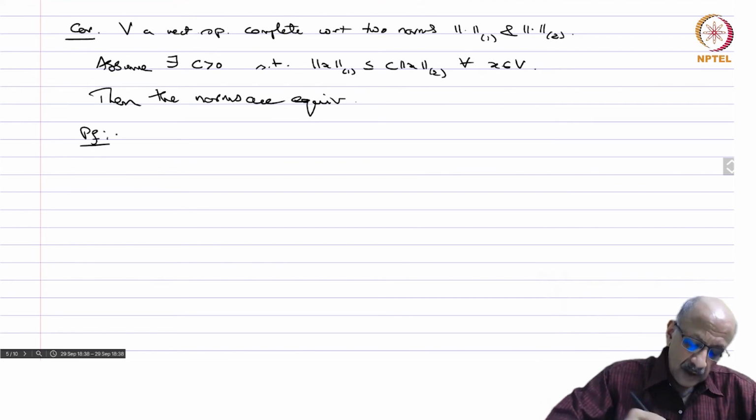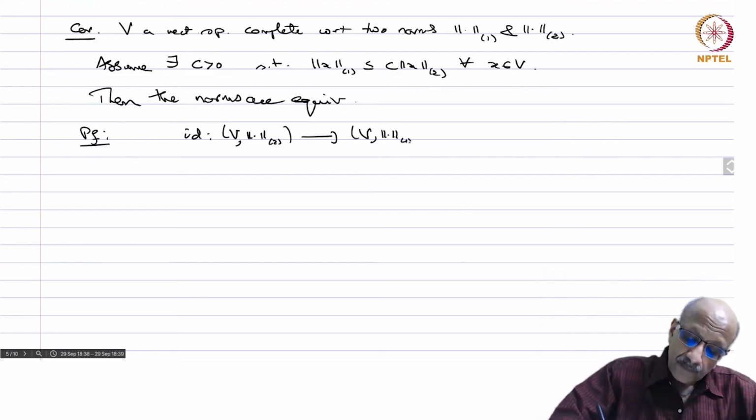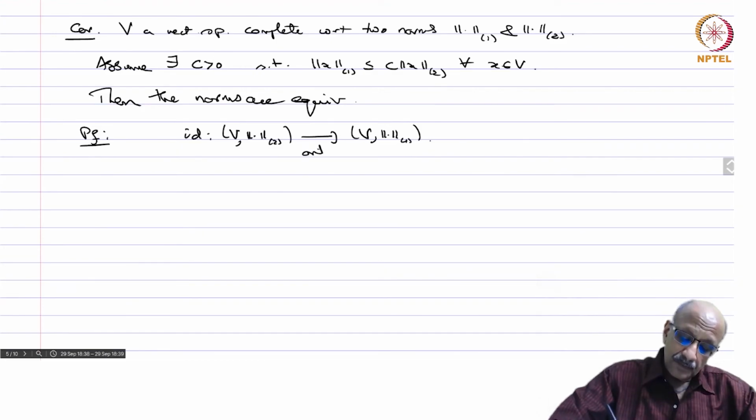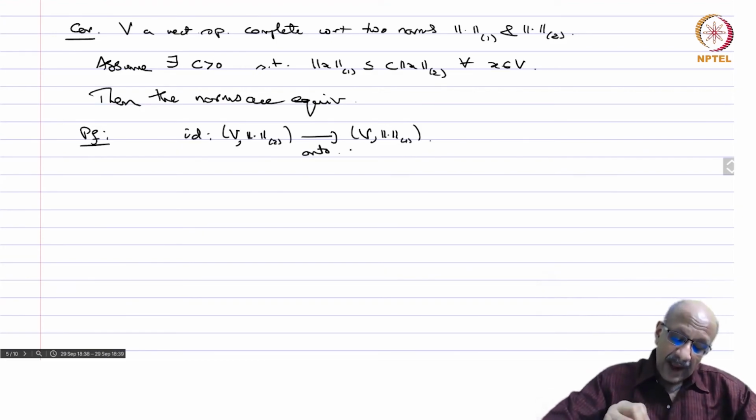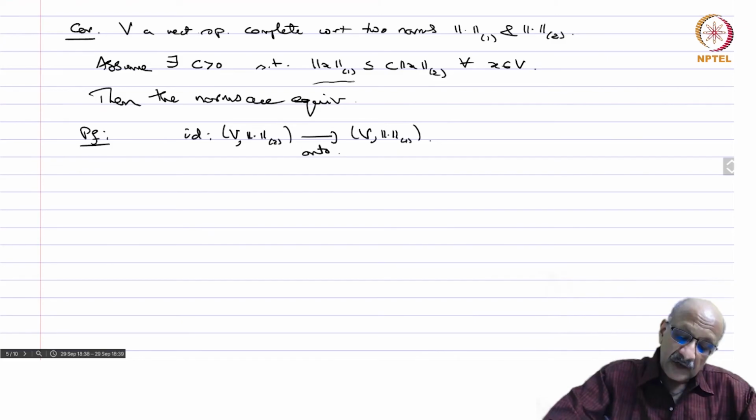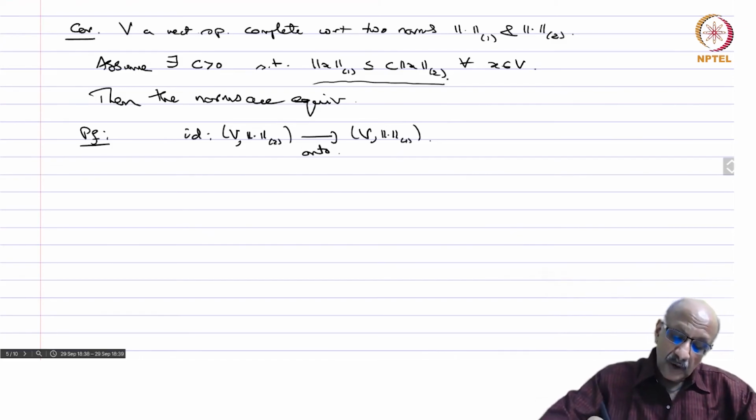Proof. So you take the identity map from V with norm 2 to V with norm 1. This is an onto map, and further it is also continuous because of the given condition. This condition tells you that norm x1 is less than or equal to C times norm x2, so this is continuous. And it is also a one-to-one map, being the identity. This implies this is an isomorphism. So identity is an isomorphism, therefore the norms are equivalent.